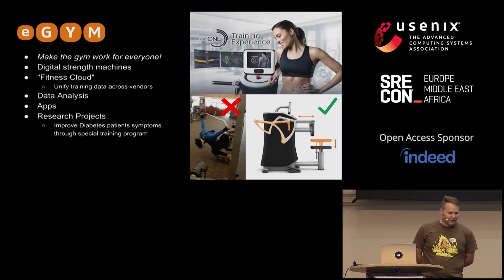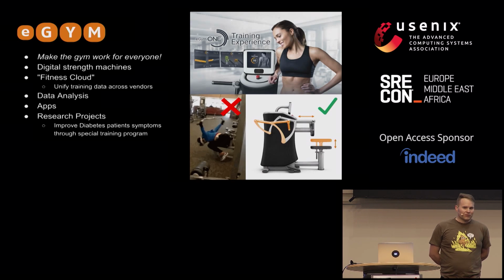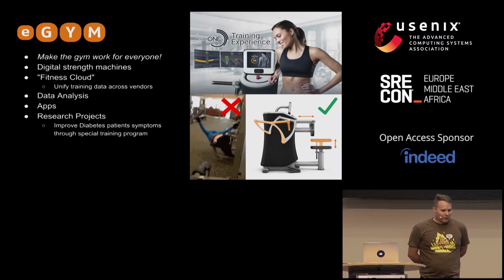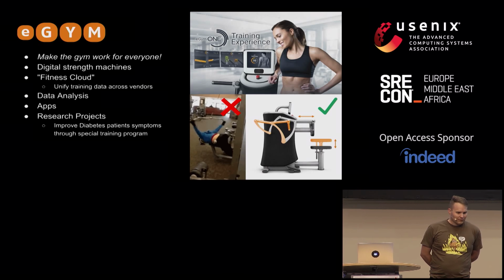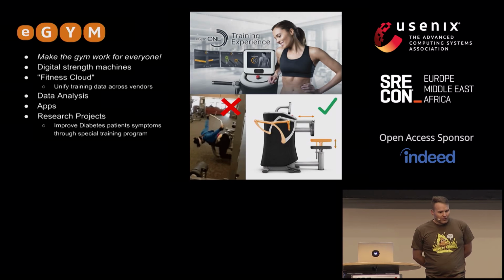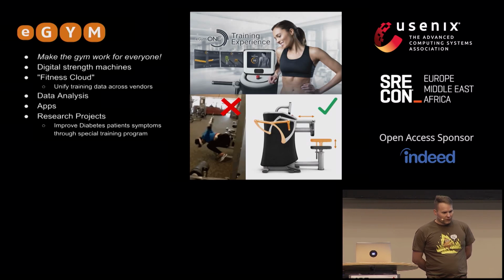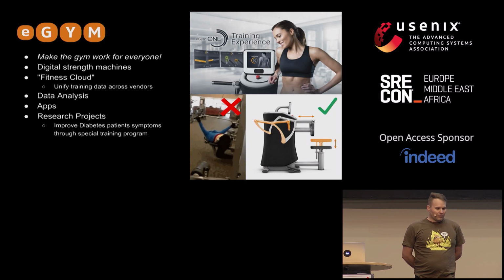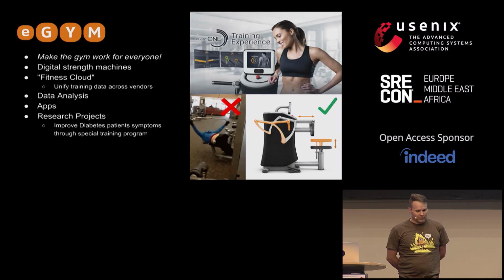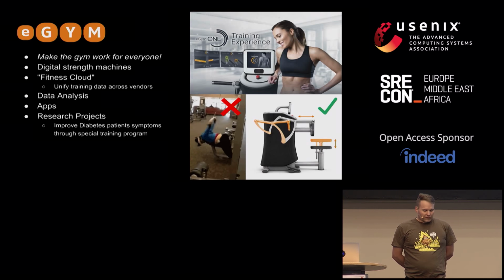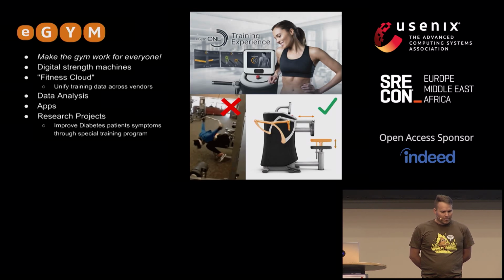I work for a company that's called eGym, and our mission at eGym is to make the gym work for everyone. We are in the fitness market, a very tough market to digitize, unless you're Fitbit maybe. We want to digitize the whole training floor, and we do this by building and designing our own digital strength machines. They are distributed all over the world in gyms. Tens of thousands of machines, so we run an IoT network, if you will.